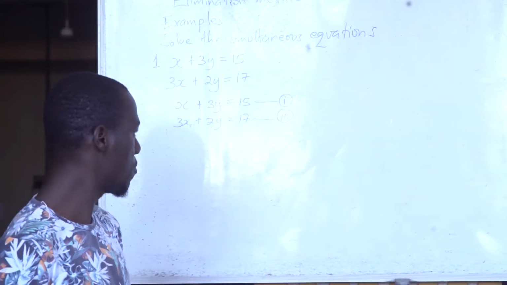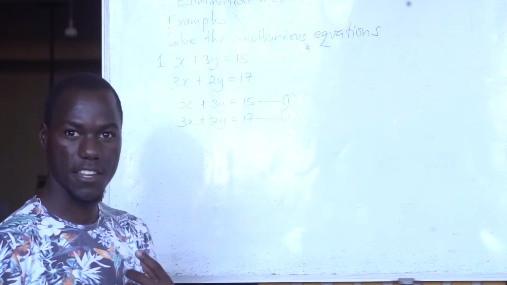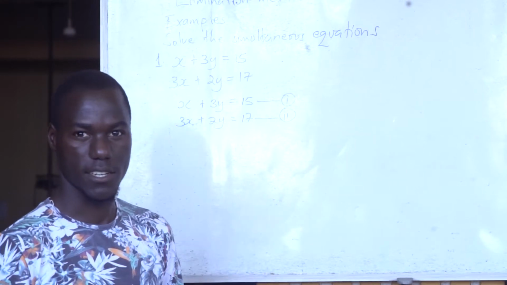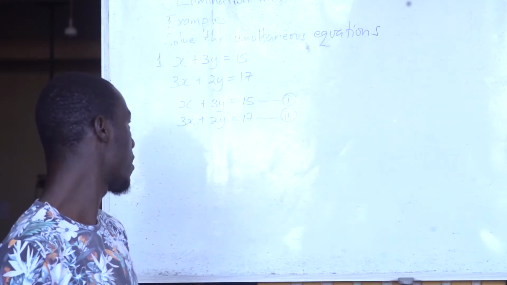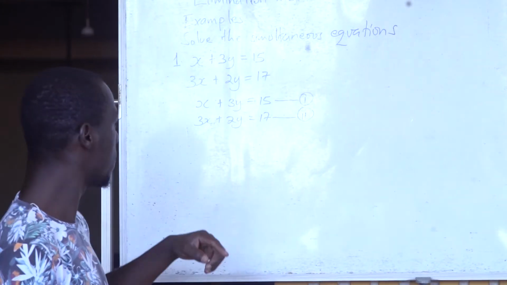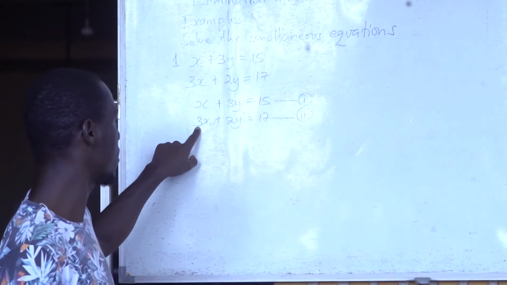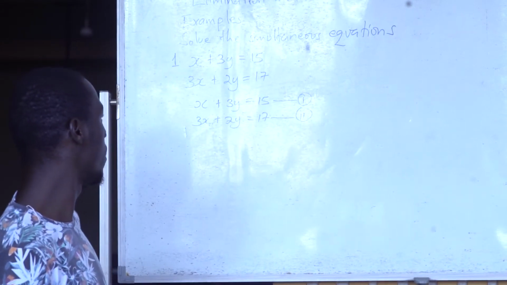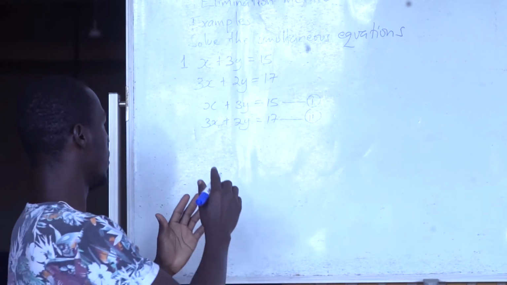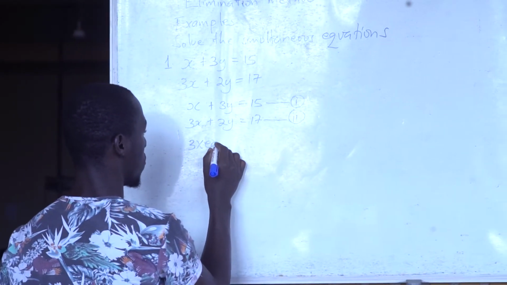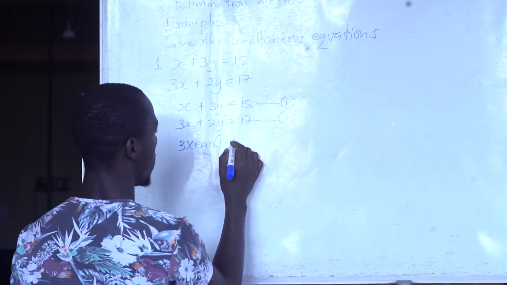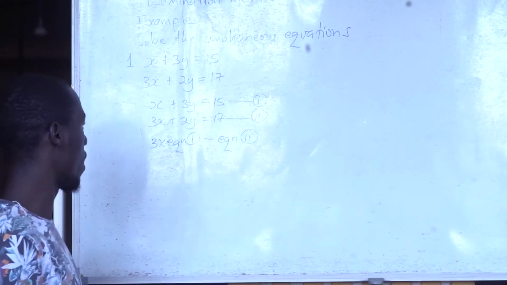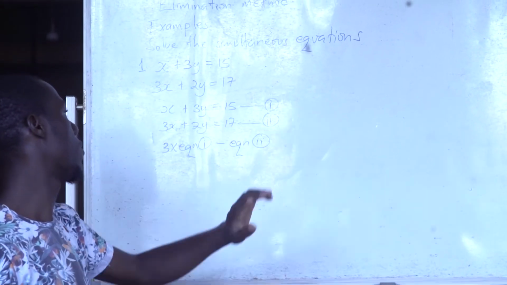Then step 2, we are going to identify the unknown that we wish to eliminate. For example, here I can try to eliminate x. That is, I'm going to get the coefficient of x in equation 2, then I multiply it into the coefficient of x in equation 1. That is 3 times equation 1, then minus equation 2. So I get my 3, I multiply it into the whole of equation 1.